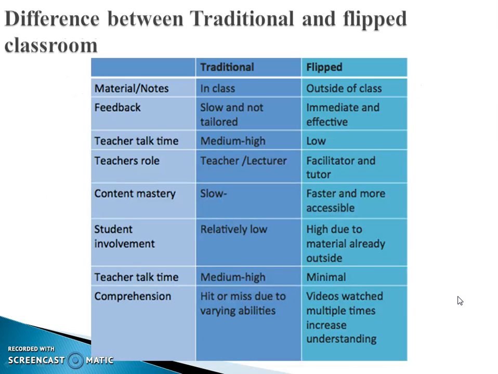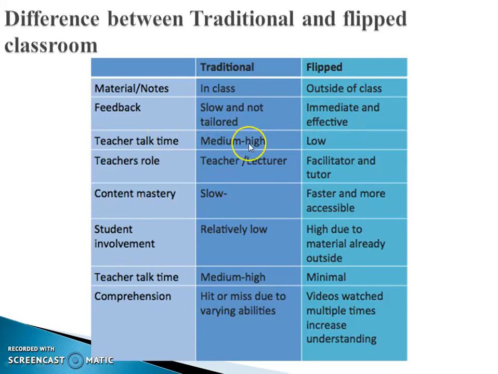What are the differences between traditional and flipped classroom? Material and notes are given in the class in case of traditional. In flipped, the material is shared outside the class. Feedback is slow and not tailored. In flipped classroom, the feedback is given immediately.